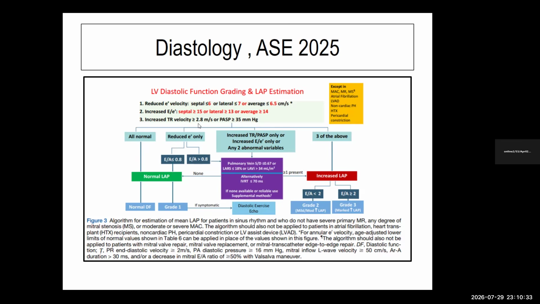Increased TR velocity, this is 3.5, so definitely more than 2.8. So all these three parameters above are positive. We have raised LA pressures. Now my E/A ratio is more than 2. So I'm classifying this as grade 3 diastolic dysfunction with markedly elevated LA pressures.